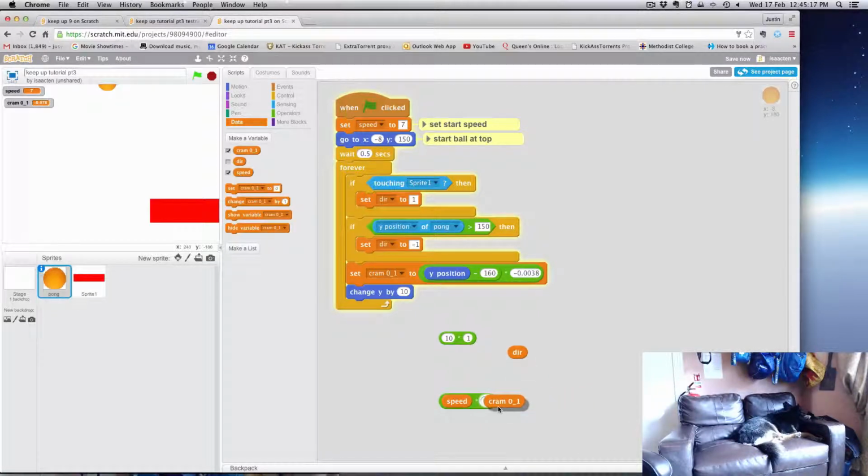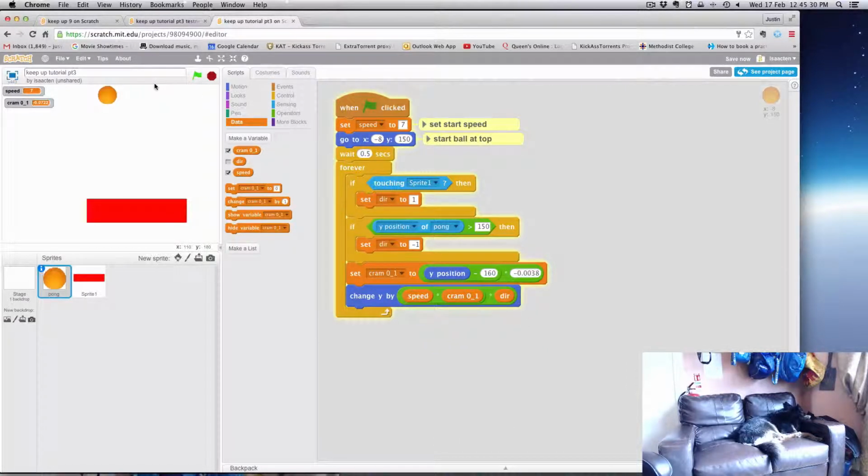Right, and then change y by speed times cram 0, 1. Then times direction. So take that back out, and then we want to times it by direction. So first we want to times it by cram 0, 1, and then we want to times it by direction. So it gets faster on the way down, it gets slow on the way up. Perfect. And then when it gets to a certain point, it changes direction. Now, it's kind of slow, right? So let's see what happens when we speed it up.